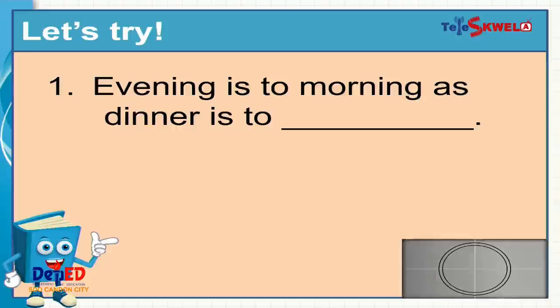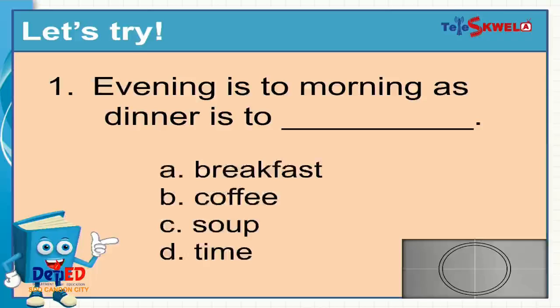Number 1, evening is to morning as dinner is to letter A, breakfast, letter B, coffee, letter C, soup, and letter D, time. And the answer is letter A. Evening is the opposite of morning and dinner is the opposite of breakfast. It can also be that during evening we eat dinner and during morning we eat breakfast.